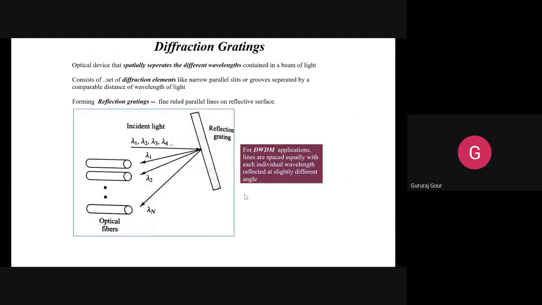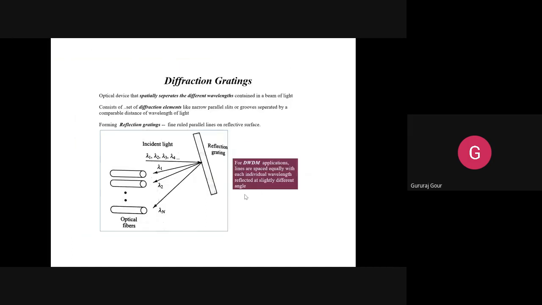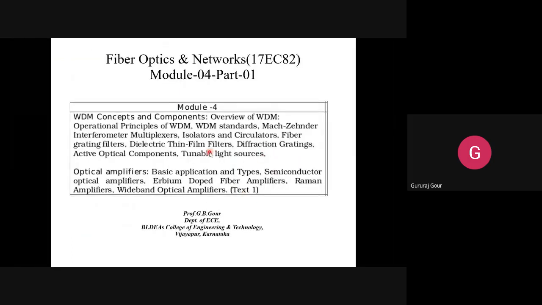Okay, we'll stop now. Let's see what we have covered: isolators, circulators, fiber grating filters, and diffraction gratings. In the next class we are going to look into TFF, optical components, and tunable light sources.